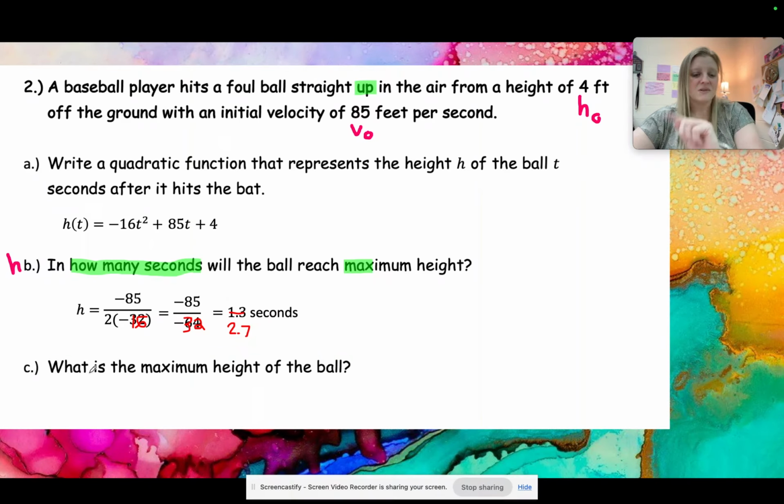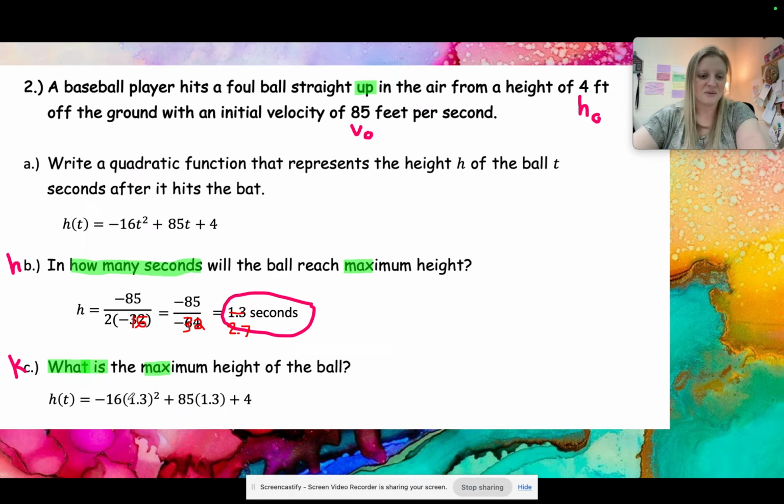Now the last question says, what is the max height? So there's the word max, and because it's a what, they want K. All right, so I'm going to take my 2.7 and I'm going to plug it in for t. Now you don't want to copy this because I have the wrong H here. You want to use 2.7 for this. So we're going to change that real quick.